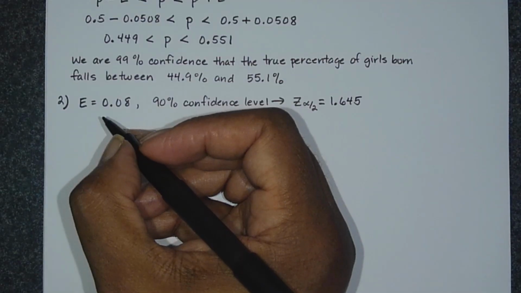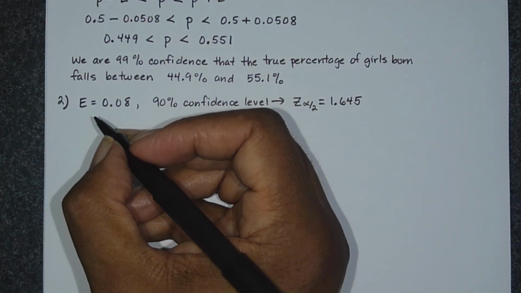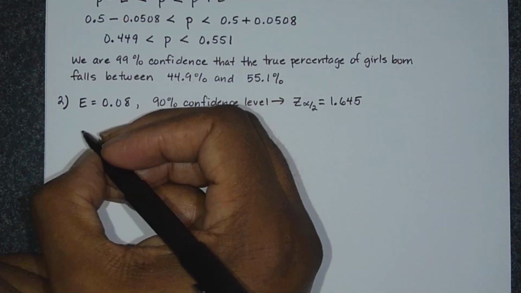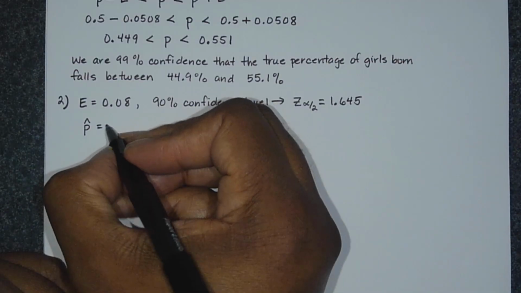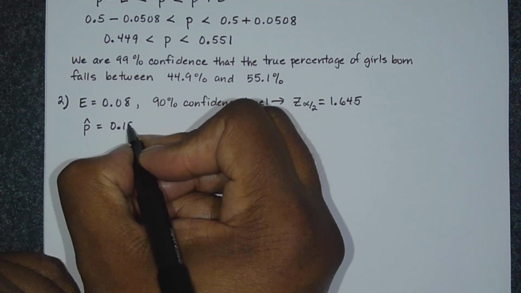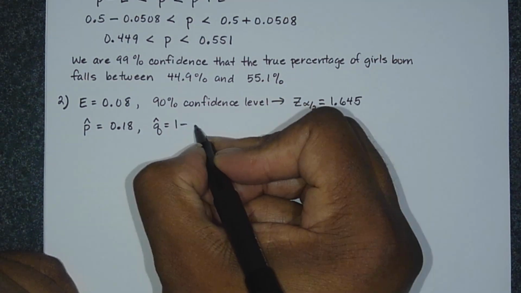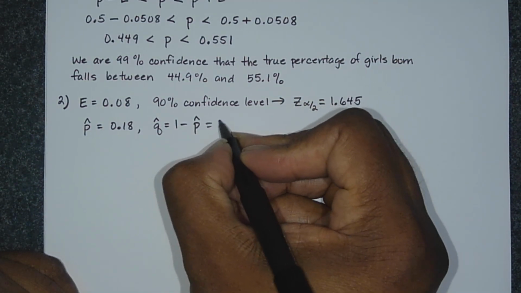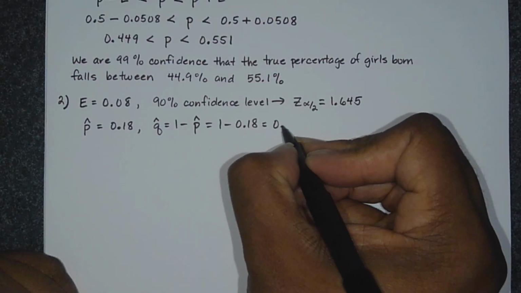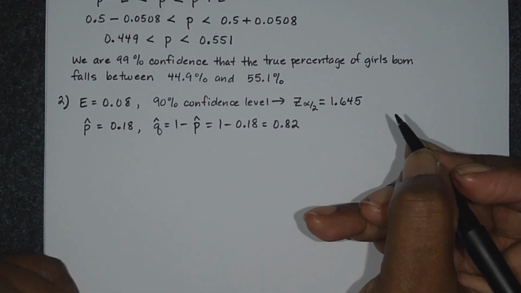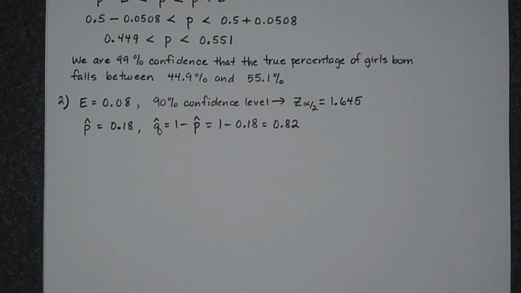Okay. And we're told to use the results from a prior poll suggesting that 18% of adults have consulted fortune tellers. That's your P hat. So what's 18% as a decimal? 0.18. If we know what P hat is, we can find out what Q hat is. That's always going to be 1 minus P hat. So what's 1 minus 0.18? 0.82.